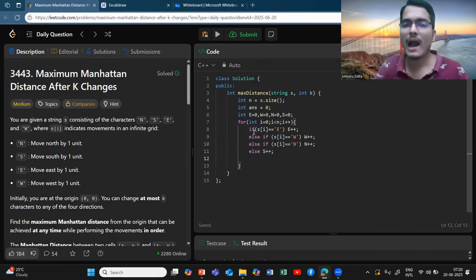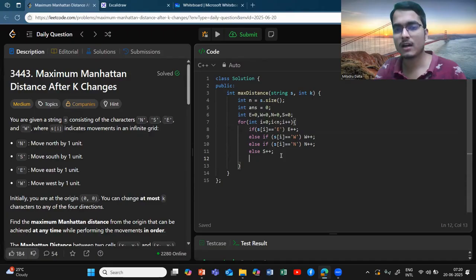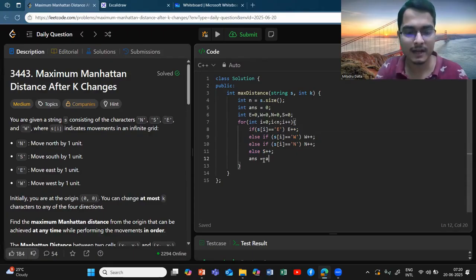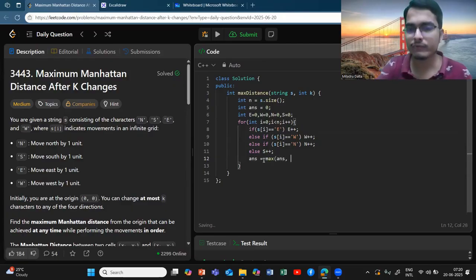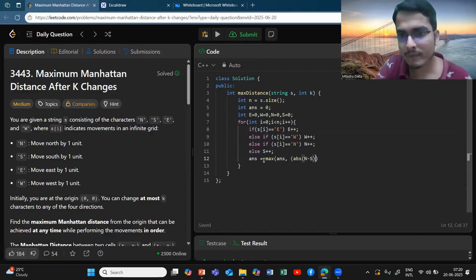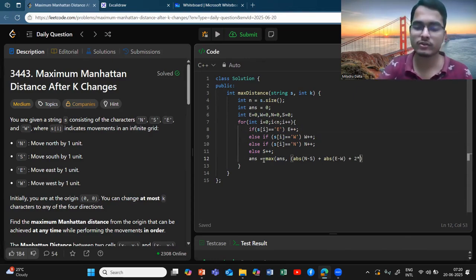So at every index i, you are getting the count stored, and as I told you, you can maximize your answer by saying answer equals max of answer comma, first, without any operations, what is the value in the north south direction plus what is the value in the east west direction, and what is the value if you perform all those k operations.